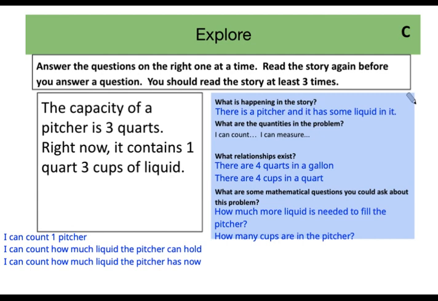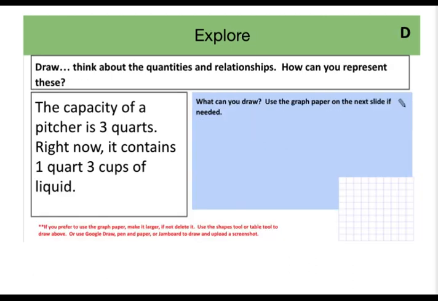Now that we've gotten used to what this problem is all about and we've addressed some of the numbers that we see here, let's go ahead and draw a picture that shows the relationship between the quantities. So go ahead and come up with a picture for this problem stem. Again, the capacity of a pitcher is 3 quarts. Right now it contains 1 quart, 3 cups of liquid. What could you draw to help you with the possible question it might be prompting us to answer in a moment? So go ahead and draw a picture if you want to. You can use the little piece of graph paper here. Go ahead and answer this when you're ready. You can go ahead and unpause.